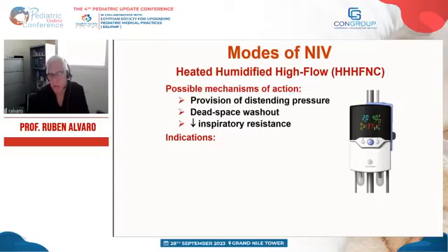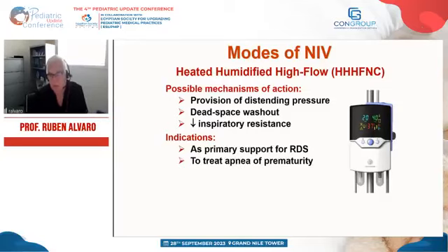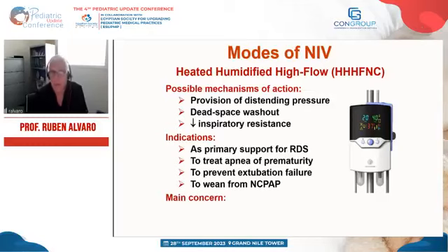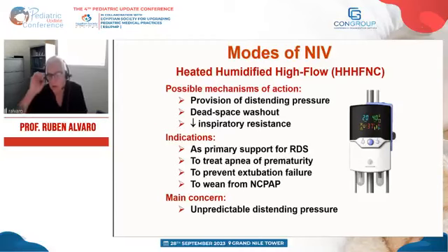Now, the indications for heated, humidified, high flow could be as a primary support for RDS, to treat apnea of prematurity, to prevent extubation failure, and to wean from nasal CPAP. Now, the main concern with this, and I would not recommend using high flow nasal cannula as a primary mode of ventilation, is that you have unpredictable distending pressure. So we only use this high flow nasal cannula in bigger babies over 34 weeks that need a very, very small amount of CPAP, 4 to 5.